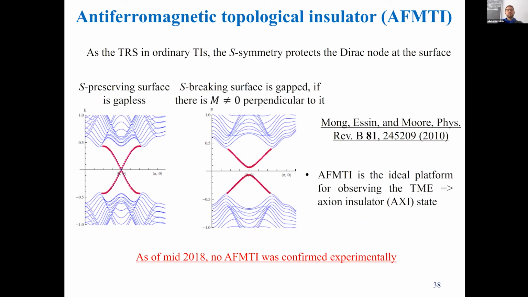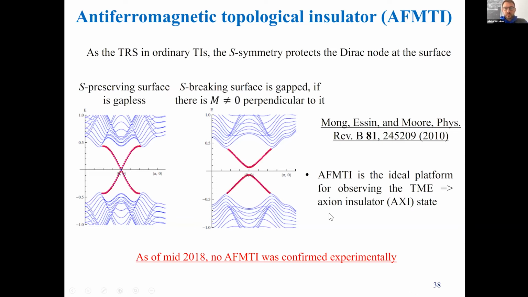Pretty much as the time reversal symmetry in ordinary TIs, the S symmetry in AFM TIs protects the Dirac node at the surface. Namely, if the surface respects this symmetry, it's going to be gapless, but it will be gapped each and every time it breaks the symmetry, when there is a non-zero magnetization component perpendicular to the surface. And actually, the latter case is the most interesting one because it represents the ideal platform for observing TME, what would be equivalent to observation of the actual insulator state.